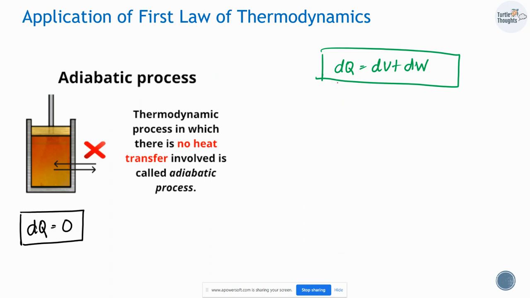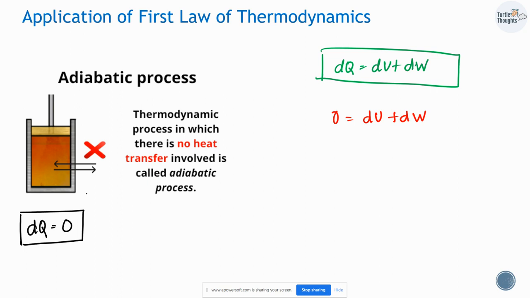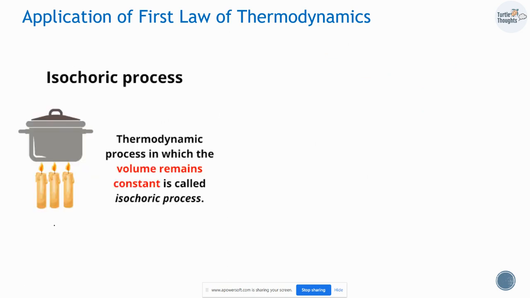Substituting the same in the first law of thermodynamics, I will be getting dQ as 0. So 0 will be equal to dU plus dW. Shifting any one to the other side, I will be getting the value as dU will be equal to minus dW, or vice versa. So in the case of adiabatic process, the internal energy and the work done are going to be the same in magnitude. However, the sign is going to be different.